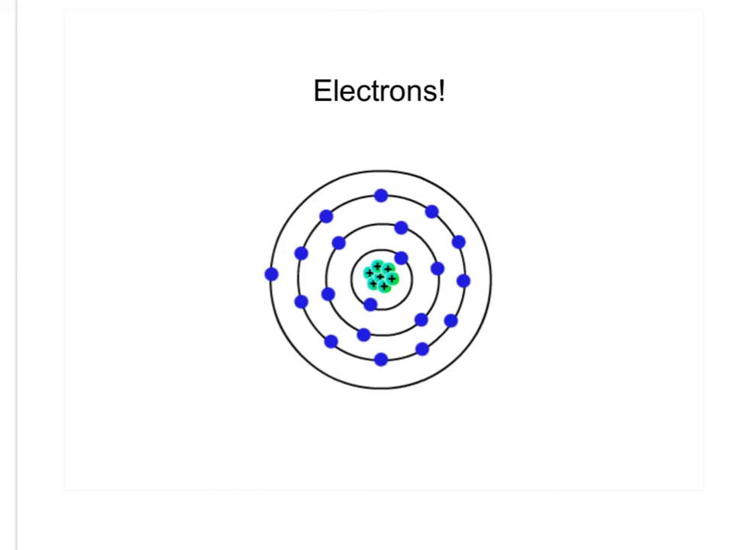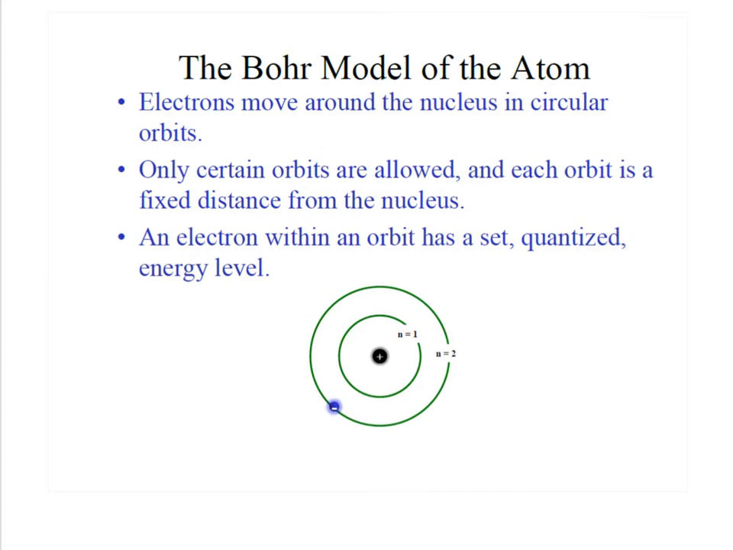Right, these notes are all about electrons. So the Bohr model of the atom looks like this down here. This is hydrogen, and electrons move around the nucleus in these circular orbits. This is what Bohr said: only certain orbits are allowed, and each orbit is a fixed distance from the nucleus. So an electron within that set has a quantized energy level.